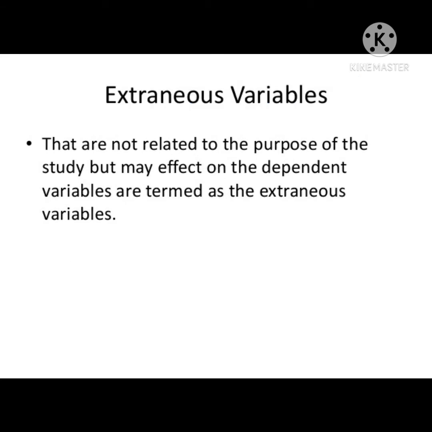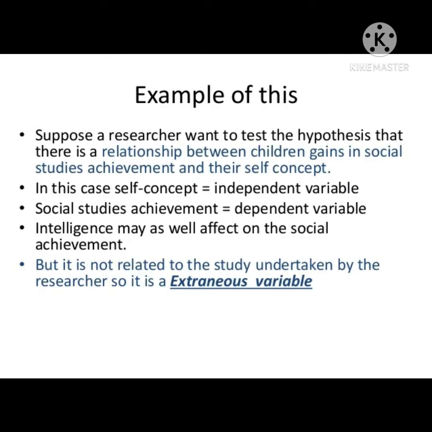Extraneous variables are those not related to the purpose of the study but which may affect the dependent variable. Example: suppose a teacher wants to test the hypothesis that there is a relationship between children's gains in social studies achievement and their self concept. In this case, self concept is the independent variable and social studies achievement is the dependent variable. Intelligence may as well affect social achievement, but it is not related to the study undertaken by the researcher, so it is an extraneous variable.